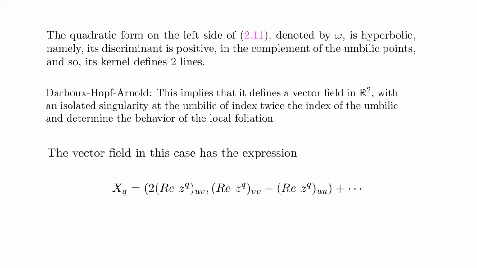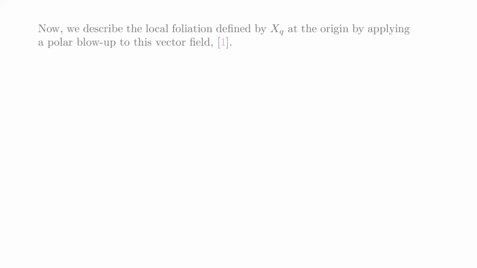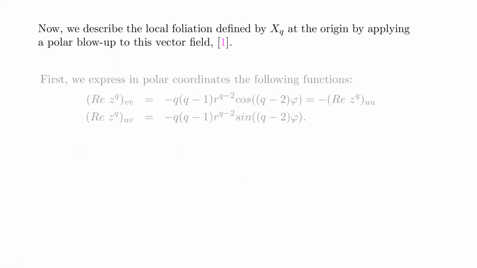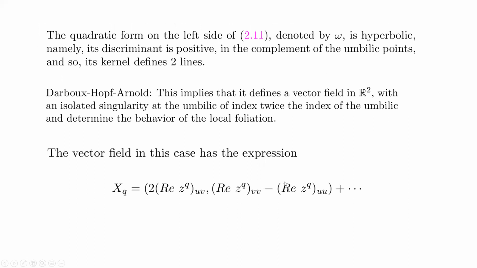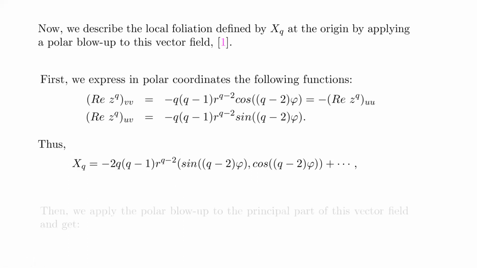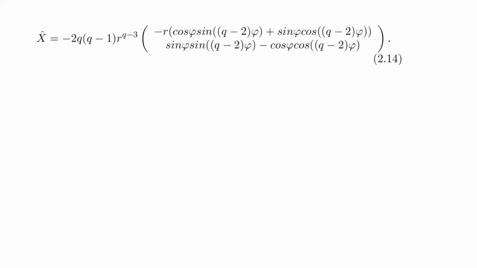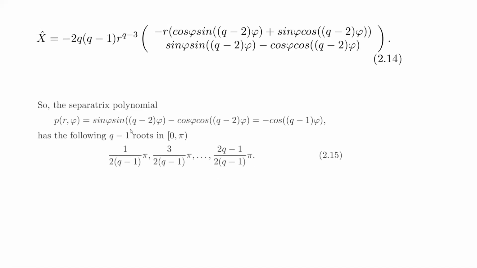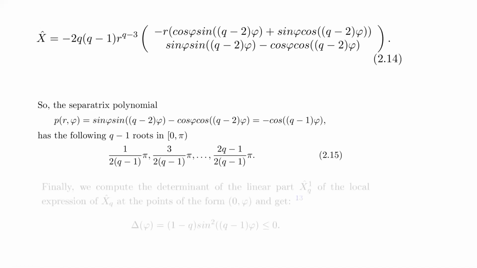Here we study this vector field, the field associated to the quadratic form of the lines of curvature, and we apply a polar blow-up to it. After some computation, we analyze the blow-up, consider the separatrix polynomial, and obtain solutions where you can find the separatrices, which correspond, in the standard way, to the singularities of the field that you got in the blow-up.